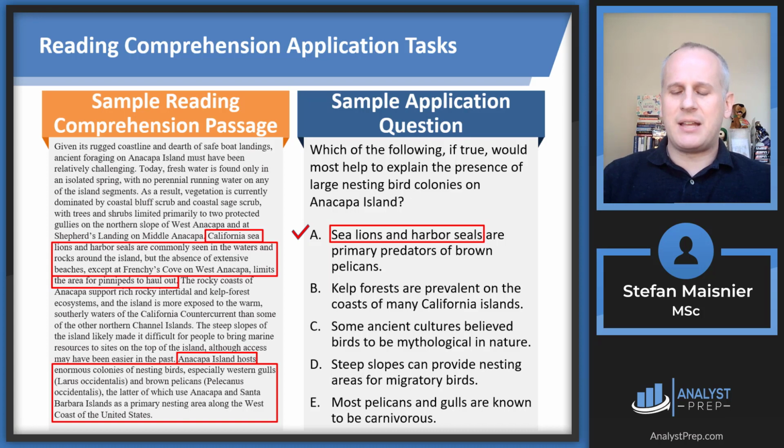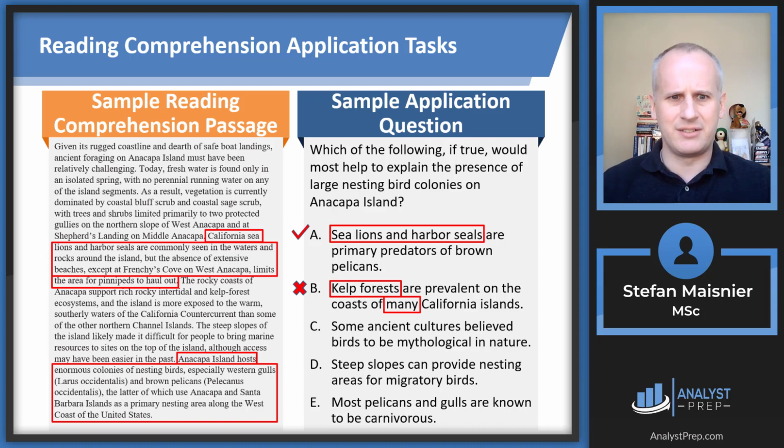Then for choice B, kelp forests are prevalent on the coasts of many California islands. Well, many California islands, okay? If that's the case, then it doesn't necessarily provide differentiation for Anacapa Island. And we need to know why Anacapa is different, so that doesn't explain anything. It kind of makes it less reasonable to understand the presence of the large nesting bird colonies.